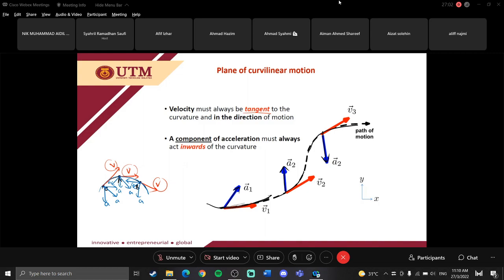Any question so far? This is very important. You need to know where the direction of velocity is, and then you need to know the acceleration must always be inwards of the curvature. If you know this, you will be able to do the analysis properly.